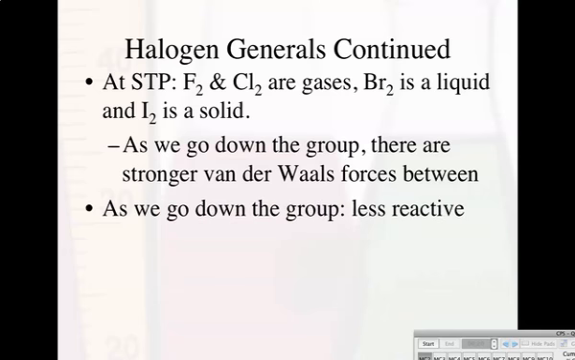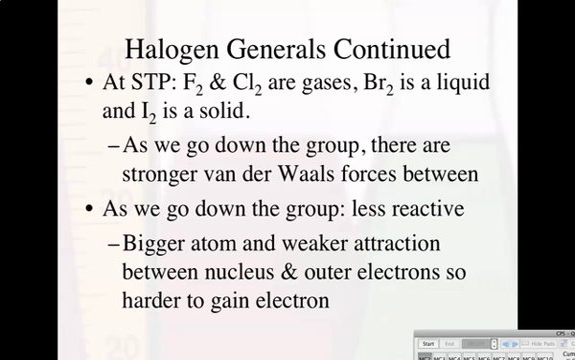And as we go down the group, it's less reactive. And that's because we have those bigger atoms, and so there's a weaker attraction between the nucleus and the outer electron, so it's harder for it to gain that one last electron.